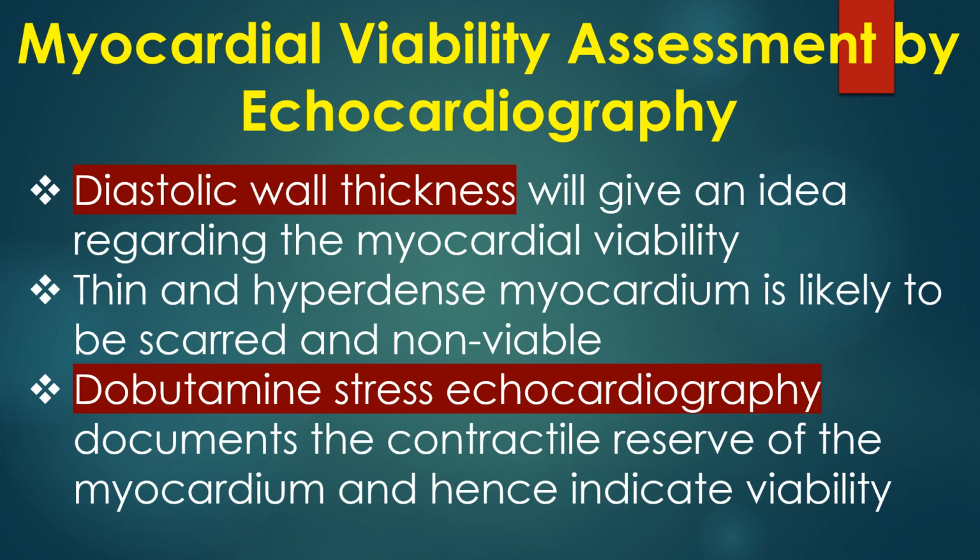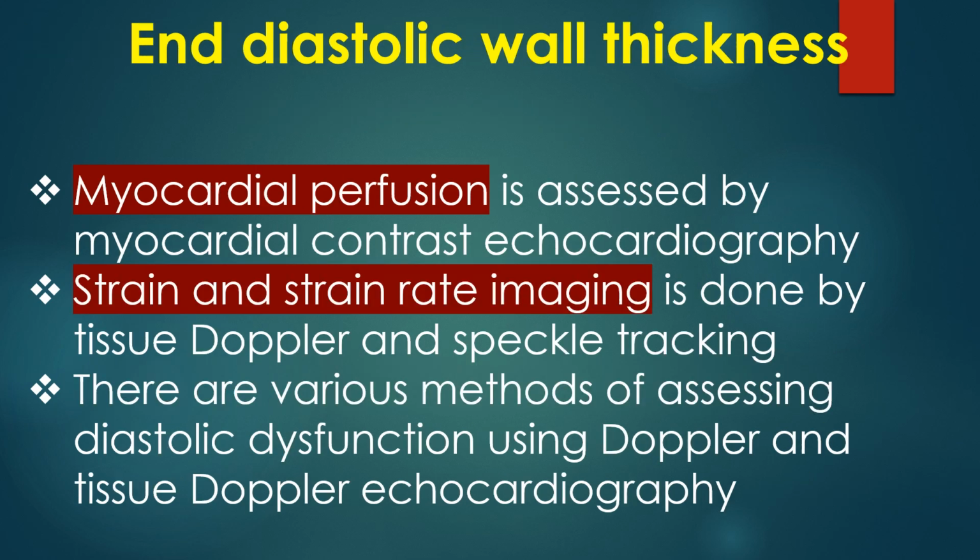Myocardial viability assessment by echocardiography. Diastolic wall thickness will give an idea regarding the myocardial viability. Thin and hyperdense myocardium is likely to be scarred and non-viable. Dobutamine stress echocardiography documents the contractile reserve of the myocardium and hence indicates viability. Myocardial perfusion is assessed by myocardial contrast echocardiography. Strain and strain rate imaging is done by tissue Doppler and speckle tracking. There are various methods of assessing diastolic function using Doppler and tissue Doppler echocardiography.